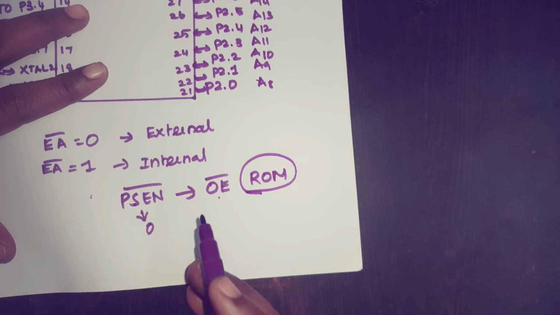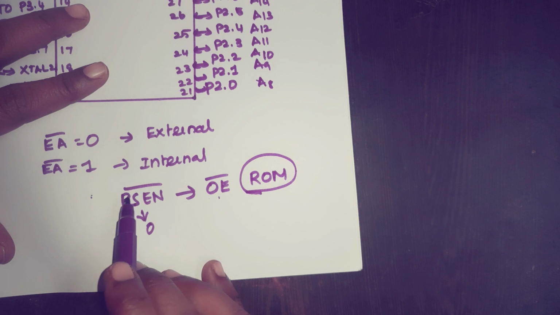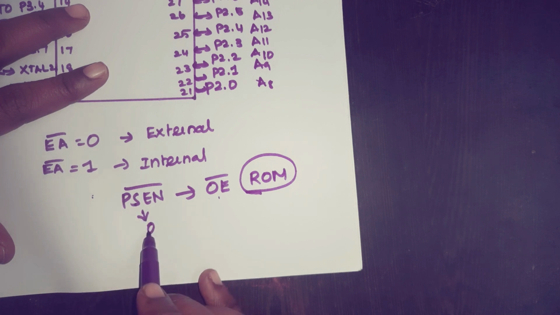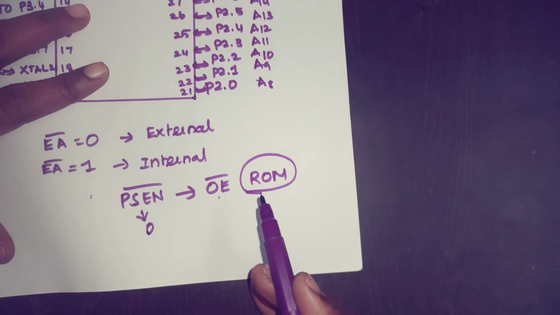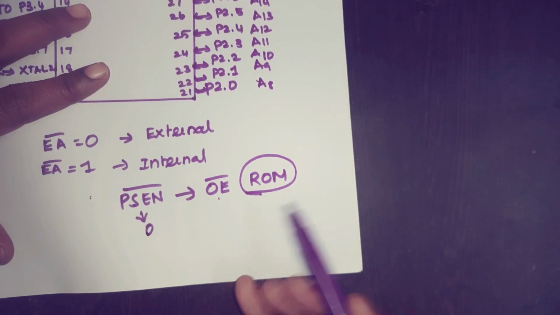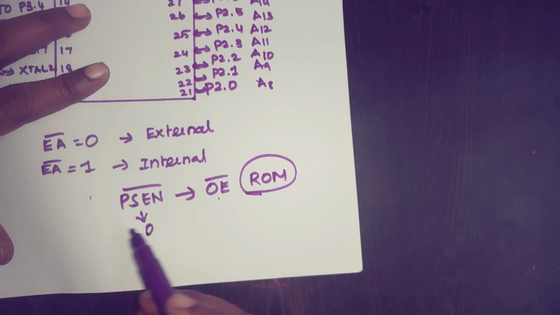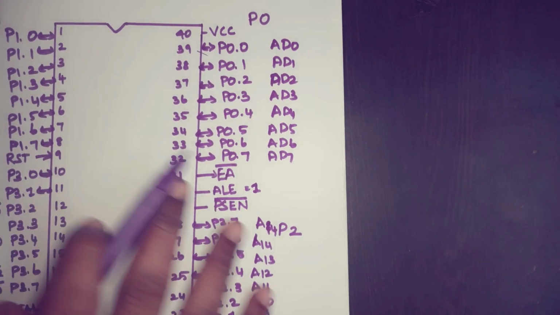So to read the code from the external memory, we need program store enable. Because when it is 0, it is directly connected to the output enable pin of the external read-only memory, so the external read-only memory is enabled. Now the microcontroller can easily access the code from the external memory. That's all about the pins of 8051.